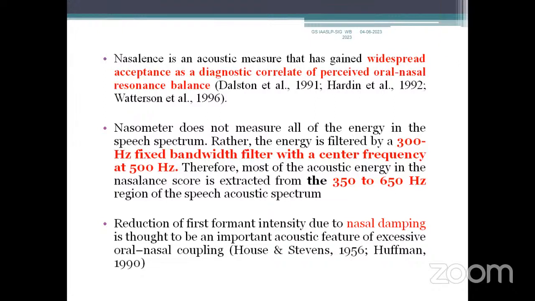Nasalance is an acoustic measure that has gained widespread acceptance as a diagnostic correlate.